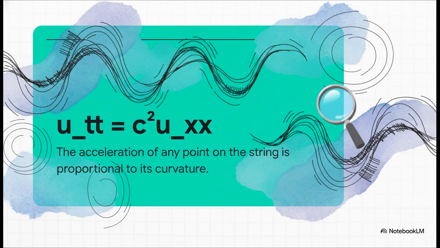The part on the left, u_tt, that's just the acceleration of any tiny little piece of the string, how fast it's speeding up or slowing down as it moves up and down. The part on the right, u_xx, that's just a fancy way of talking about the string's curvature, how bent it is at that exact same spot. So what the equation is really saying is this: the more bent the string is, the faster it wants to snap back to being flat. That's it. That's the fundamental physics of a wave in a nutshell.